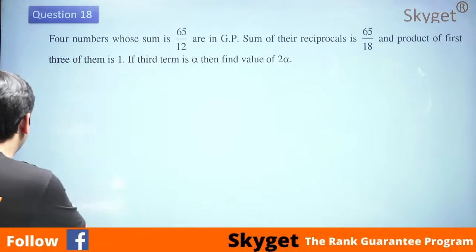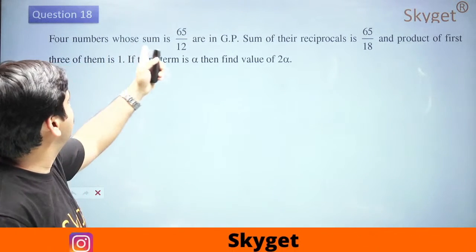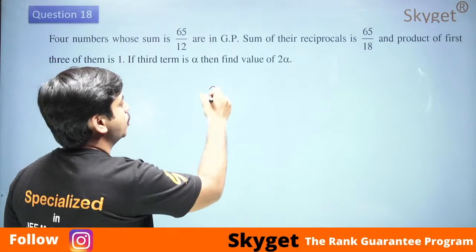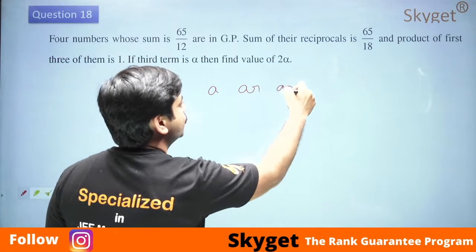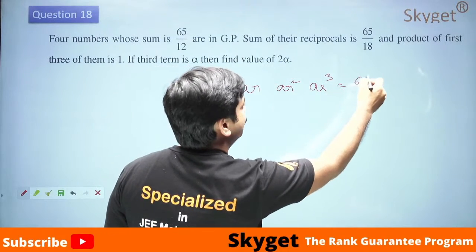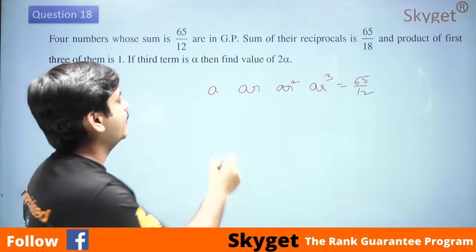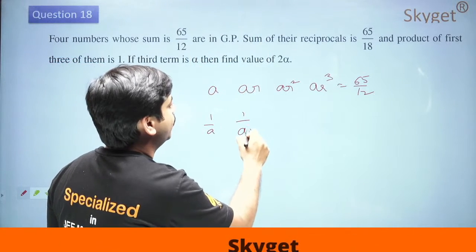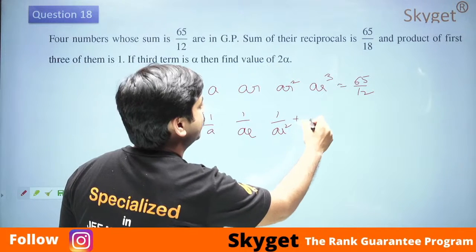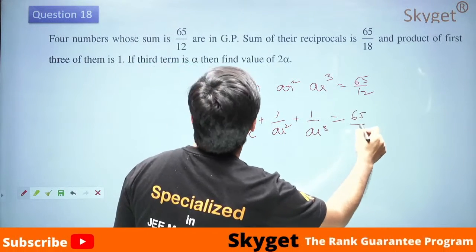Very simple. You just proceed by taking the values. For 4 numbers whose sum is 65 by 12, A, AR, AR square and AR cube, the sum of all these is given as 65 by 12. That is one relation we are having. And the sum of the reciprocals, 1 by A, 1 by AR, 1 by AR square, 1 by AR cube, is the second equation, given as 65 by 18.